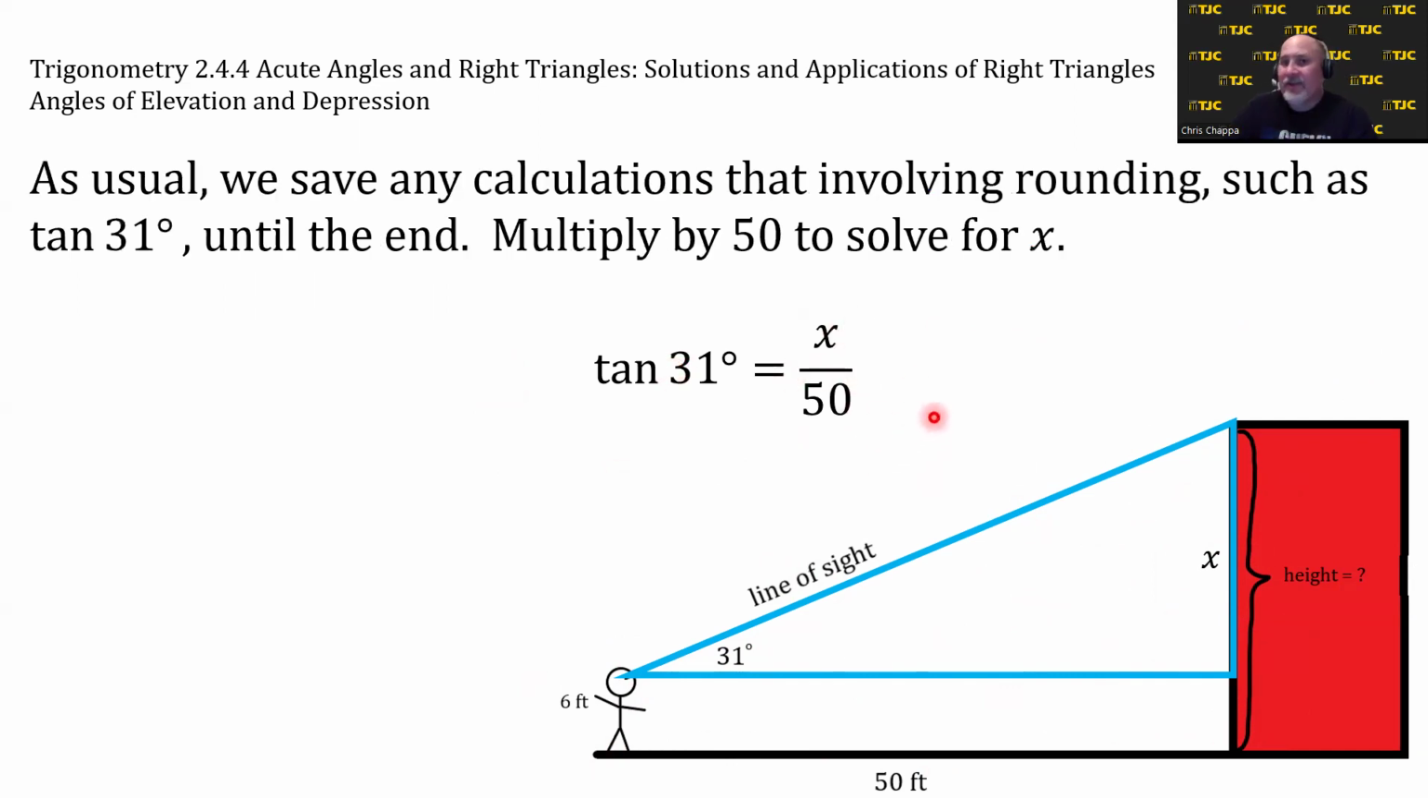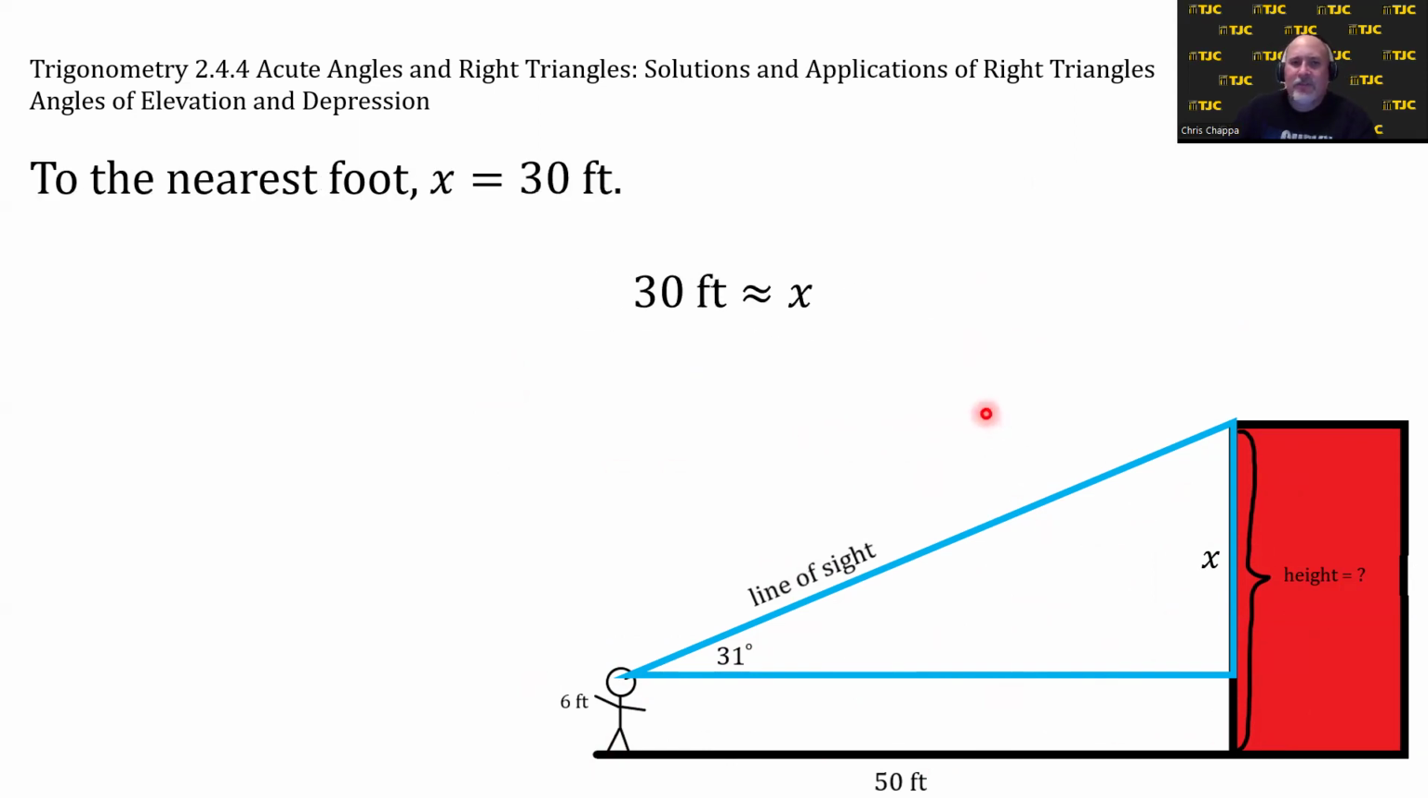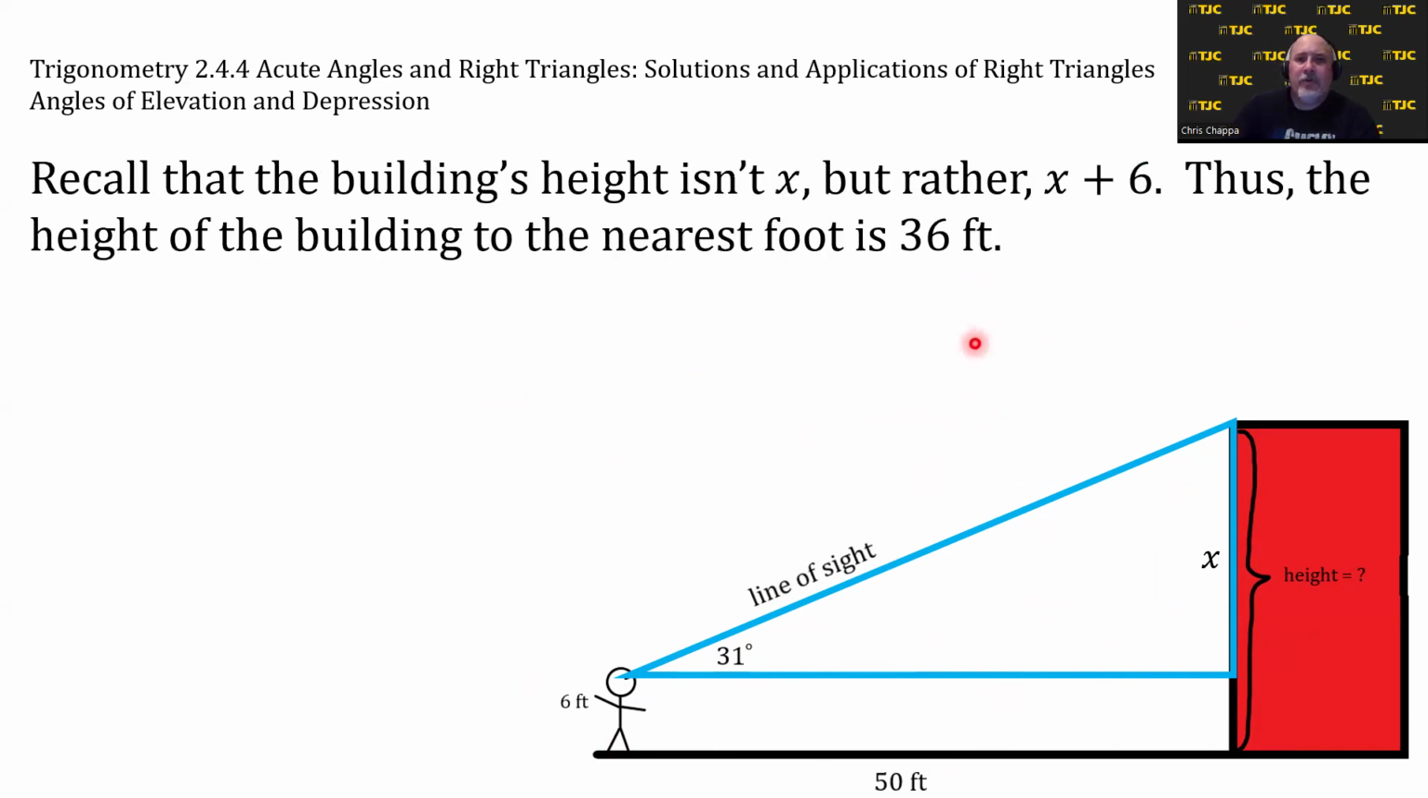As usual, we save any calculations that involve rounding, such as tangent of 31 degrees, until the end. Multiply by 50 to solve for x. Now use a calculator, and we get that x is approximately 30 feet. Recall that the building's height isn't x, but rather x plus 6. Thus, the height of the building to the nearest foot is 36 feet.